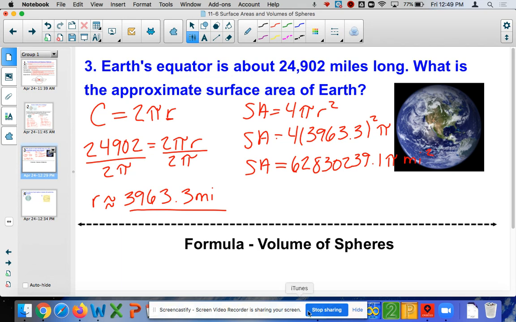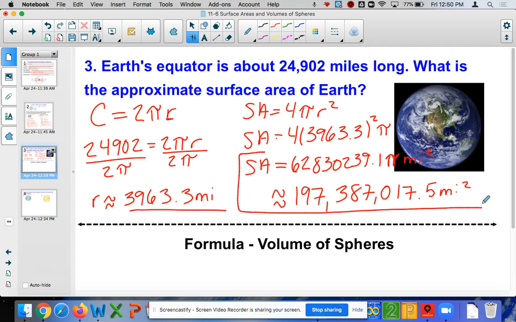Now that's the answer in terms of pi, because I still have my pi symbol even though I have a decimal. If I want to find it rounded to the nearest tenth, take that big old decimal, multiply it by pi, and this is going to be a big one, so bear with me. It's 197,387,017.5 miles squared. Kind of big, don't you think? So that wraps it up for surface area. We're going to move on to volume.